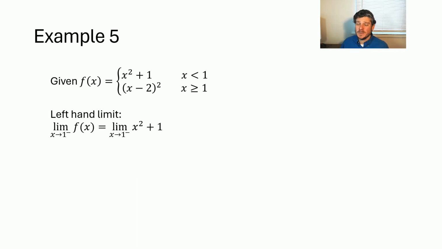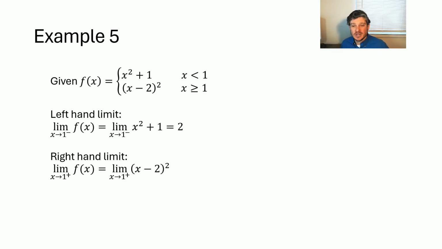I just have a polynomial. It's direct substitution. 1 squared is 1. 1 plus 1 is 2. So my left-hand limit is 2. Now I need to look at my right-hand limit. So again, the notation here, x approaches 1, and I put that little plus sign there, for f of x. Now, these are the values bigger than 1. So when x is greater than 1, it's the quantity x minus 2 squared.